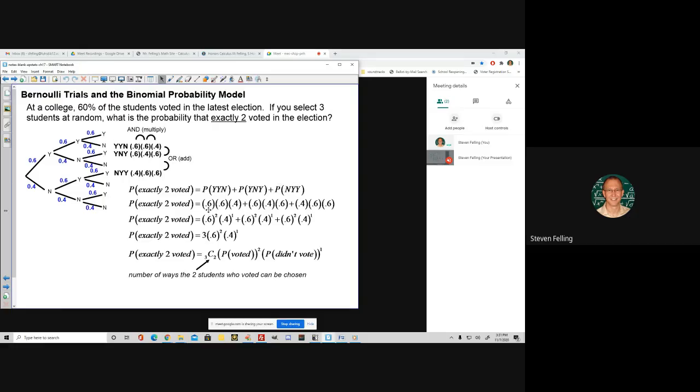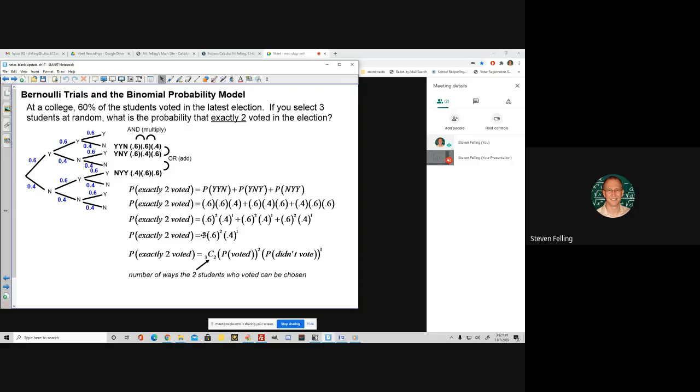And that would be the 0.6, 0.6, 0.4 plus these other 2, right? But each one of these terms has 2 0.6s multiplied and one 0.4 multiplied. And so there are 3 identical terms. So we could write this as 3 times 0.6 squared times 0.4 to the first power. 2 0.6s, one 0.4 multiplied 3 times because we're adding 3 cases, right? And that 3 actually could be thought of as a combination.